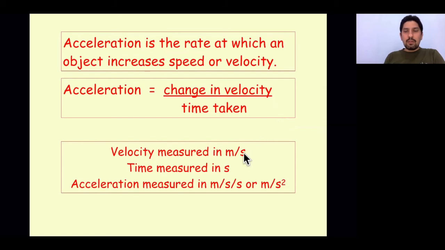Velocity is measured in meters per second, you remember from the previous slides. Time is measured in seconds. So the acceleration unit we can get from here: meters per second over second. Because change in velocity over time taken is equal to acceleration. So the velocity unit is meters per second and seconds for time. So the acceleration unit we can say is meters per second squared.